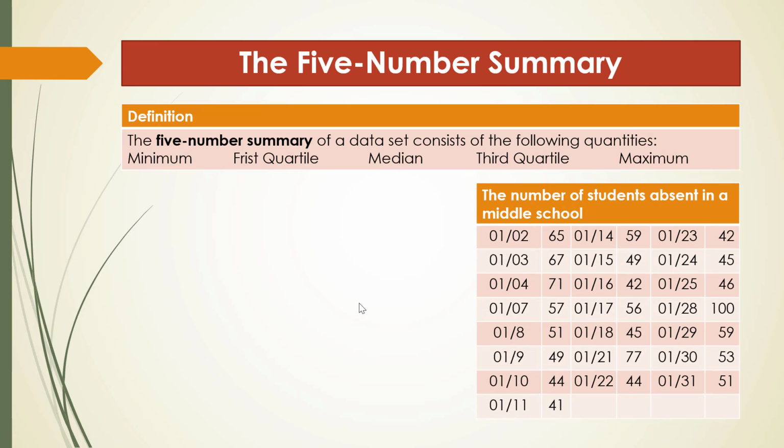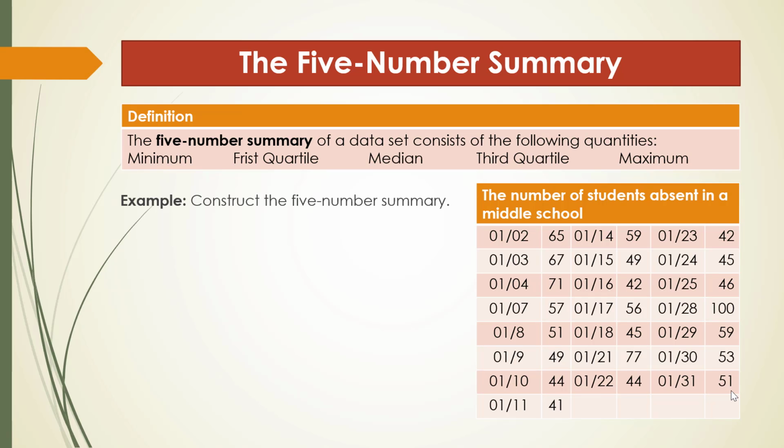Example: here is a table that presents the number of students absent in a middle school. We have 65, 67, 71, 57, 51, 49, 44, 41, 59, 49, 42, 56, 45, 77, 44, 42, 45, 46, 100, 59, 53, and 51. So to construct the 5-number summary, we need to find the minimum, the first quartile, the median, the third quartile, and the maximum.